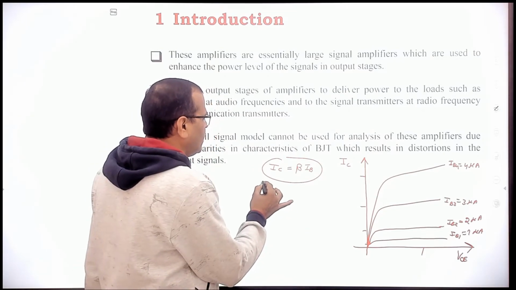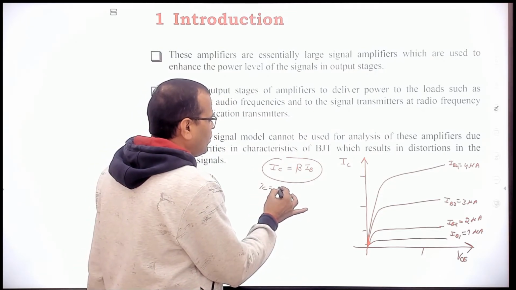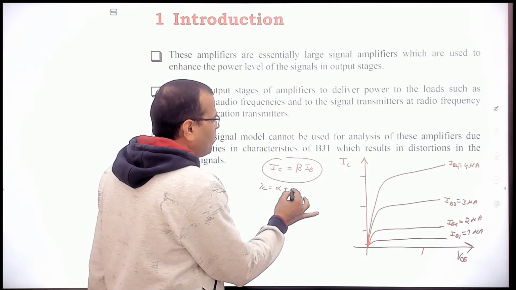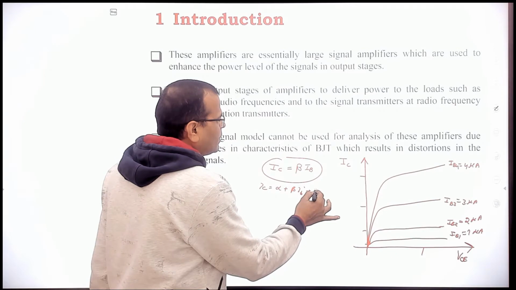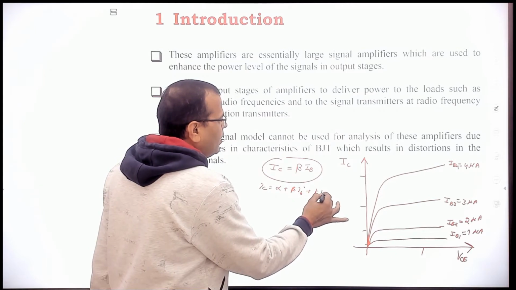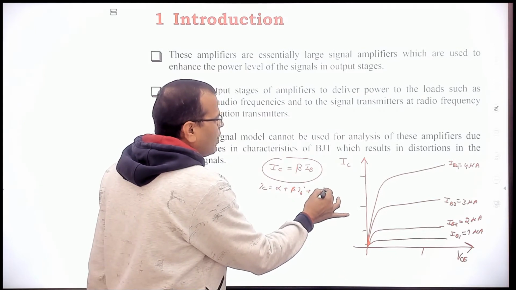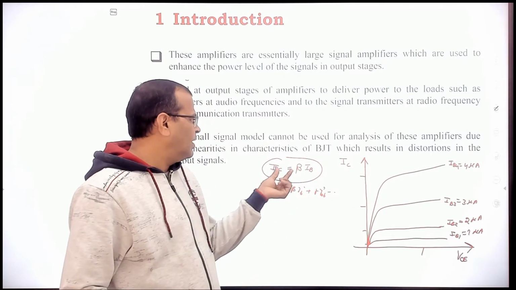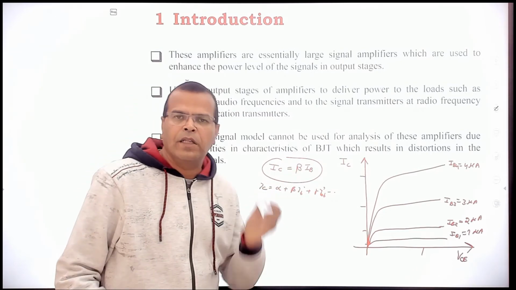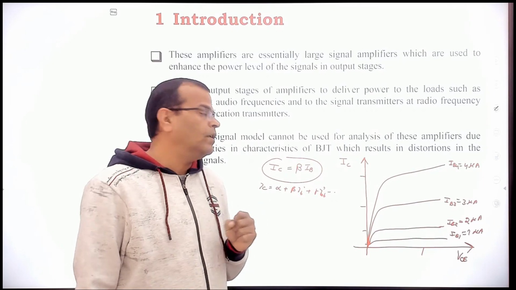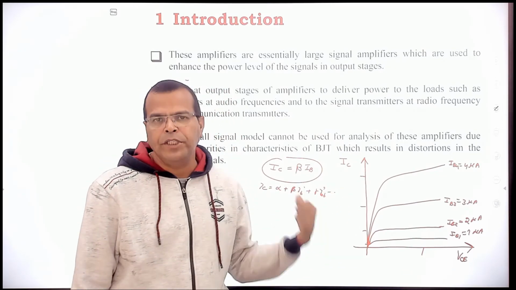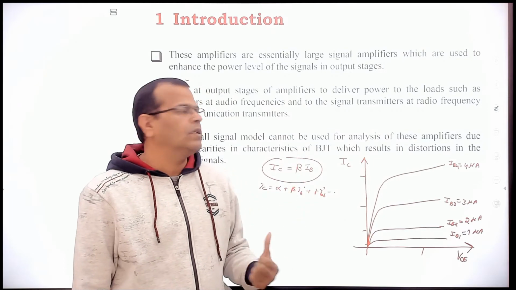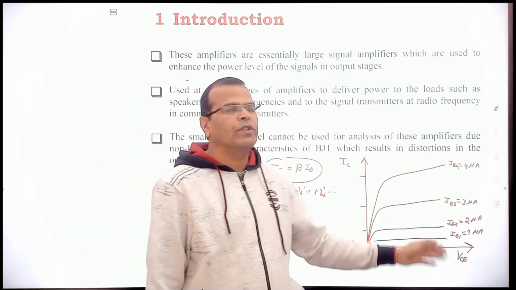Otherwise IC is a function of some constant, say alpha, plus beta IB plus gamma IB square, and so on. Basically it is not directly related to the base current, rather it is related to the powers of the base current. So that is nothing but a non-linear relationship between collector current and base current. This is what you have.